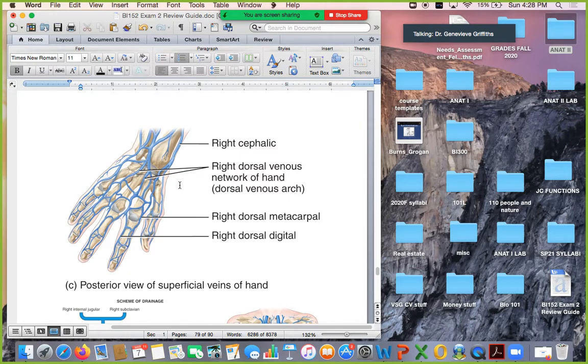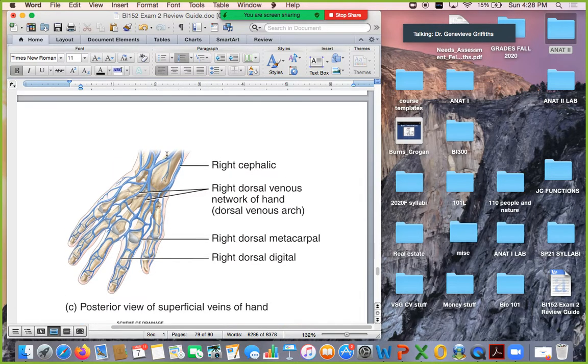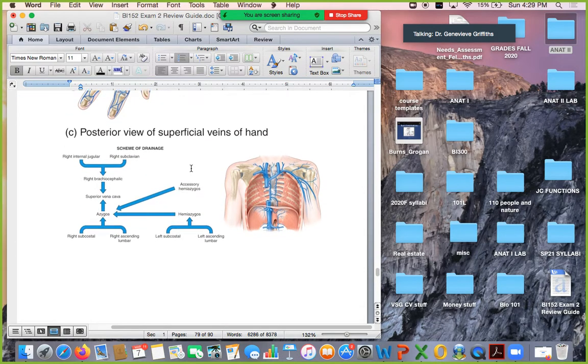Here's a superficial view of the hands showing all the different regions of anastomosis. So here we have the dorsal metacarpal. We have one dorsal metacarpal for each metacarpal and one dorsal digital for each digit. Actually, multiple different dorsal digitals for each digit. And here's your dorsal metacarpals feeding up into the dorsal venous network of the hand, which is going to be around the wrist, feeding up into the right cephalic.